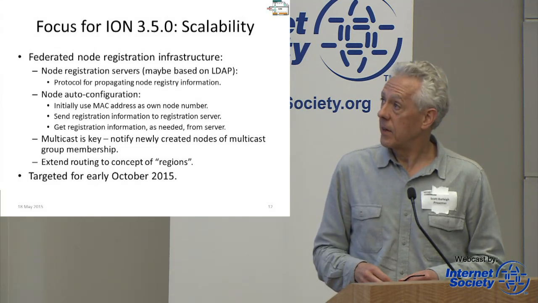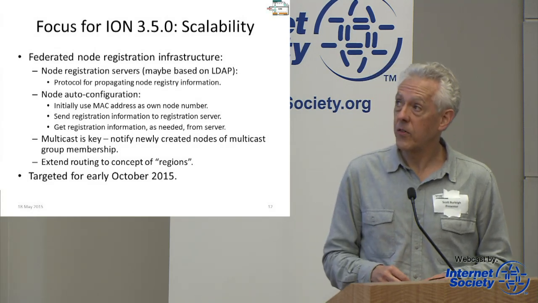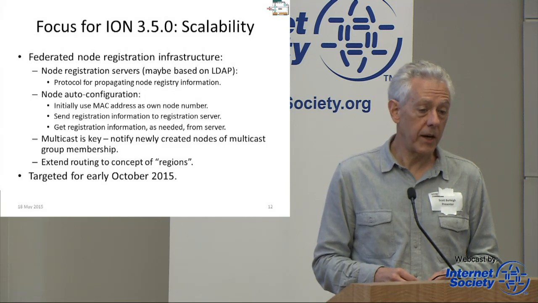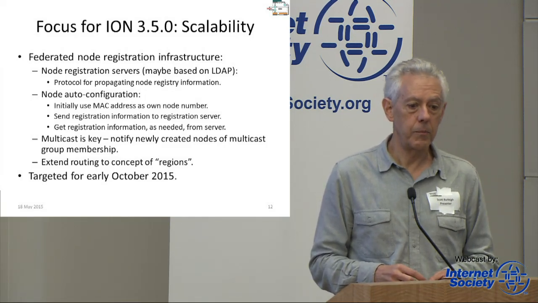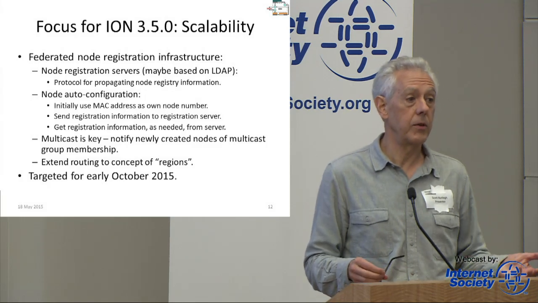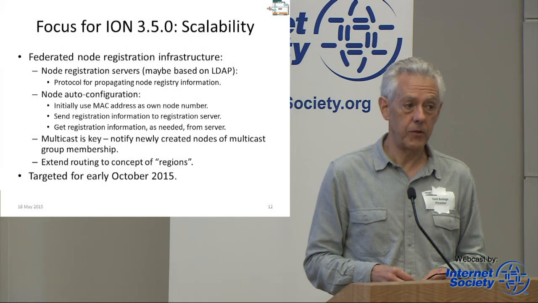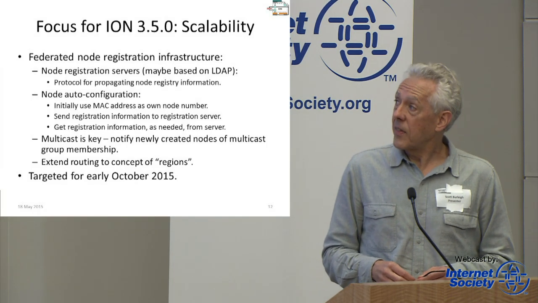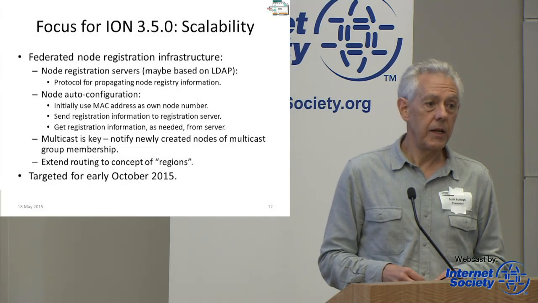I think that auto configuration of nodes is going to be pretty much required for this, because we're not going to be able to do the sort of node management that we can do for spaceflight missions if we're going to have 1 million or 100 million individuals participating in the network. And I think that ultimately multicast is going to be key to making this work.